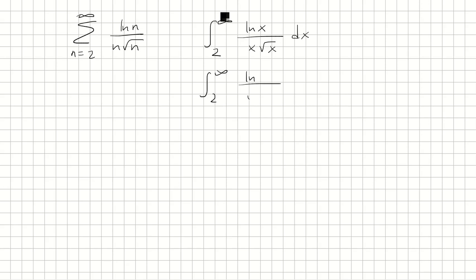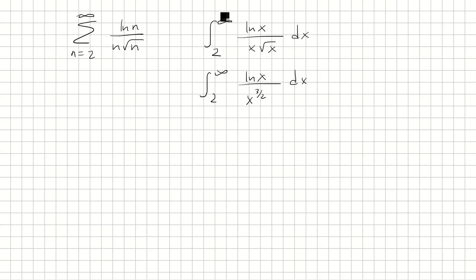In this video, we want to see whether the sum from n equals 2 to infinity of natural log of n over n square root of n converges or diverges. So we're going to use the integral test. We're going to integrate this from 2 to infinity, ln of x over x square root of x dx. I'm going to simplify this and rewrite x times the square root of x as x to the 3/2 power.